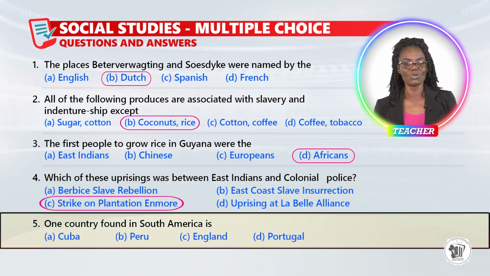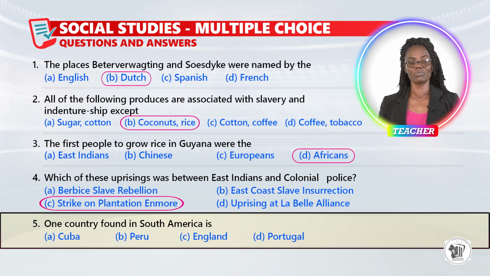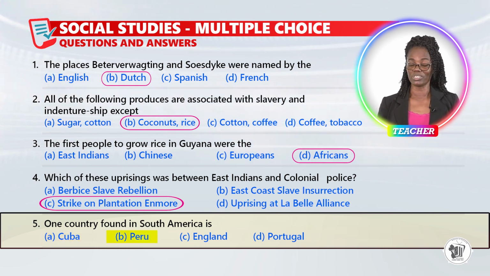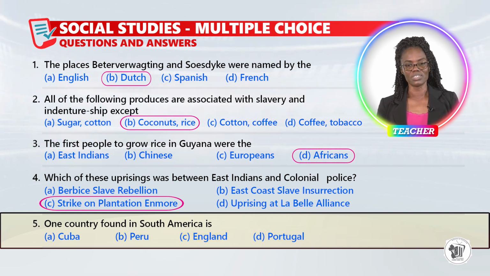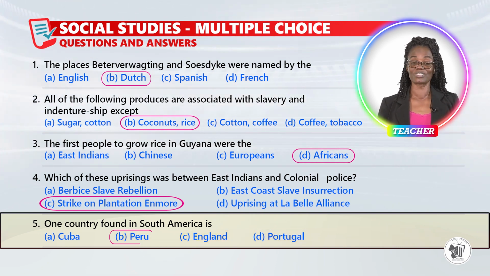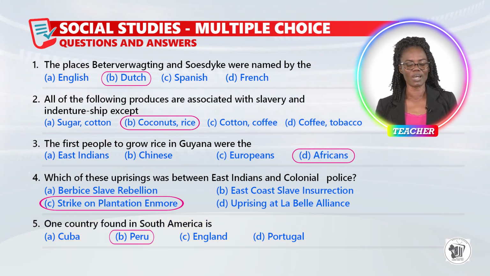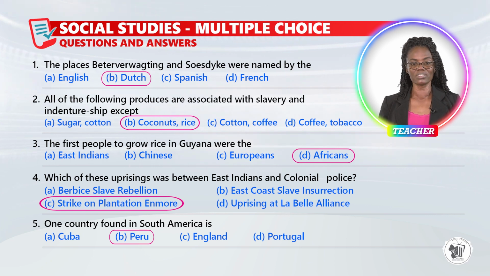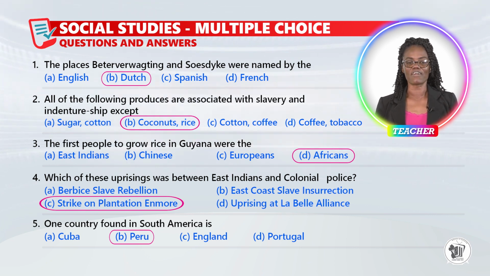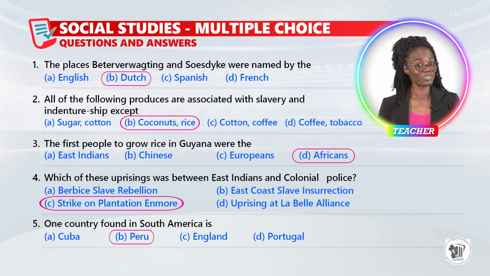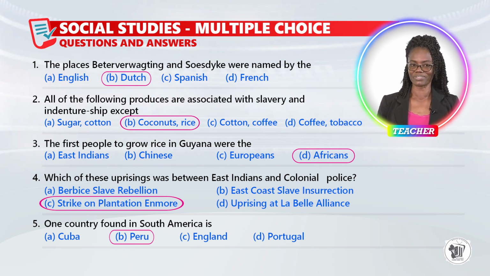Question 5. One country found in South America is A, Cuba, B, Peru, C, England, or D, Portugal. The answer to question 5 is Peru. Cuba is a part of CARICOM, a part of the Caribbean. England and Portugal are found in the continent of Europe. So, Peru is in South America.